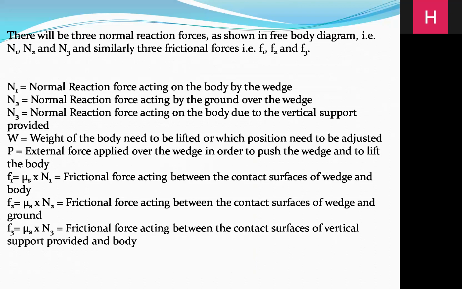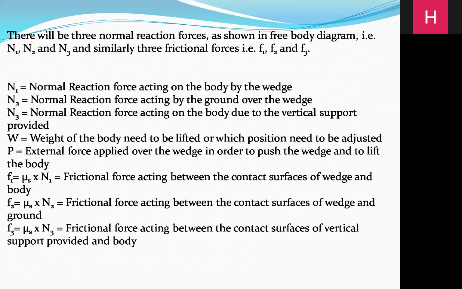W is the weight of the body that needs to be lifted or whose position needs to be adjusted, as we saw in the previous slide. P is the external force applied by us over the wedge in order to push the wedge, because we have to push the wedge with the help of the external force to lift the body.